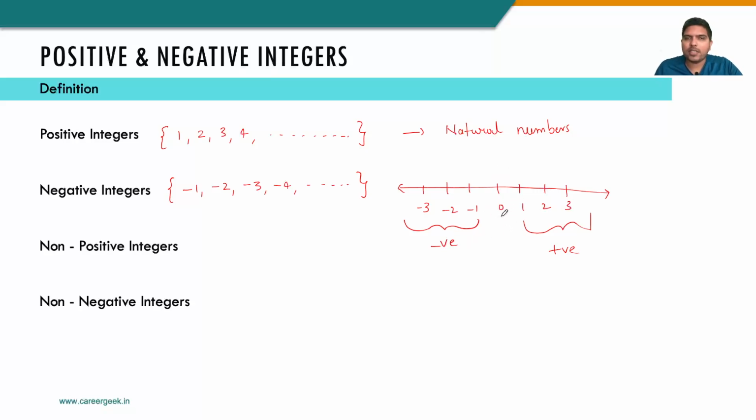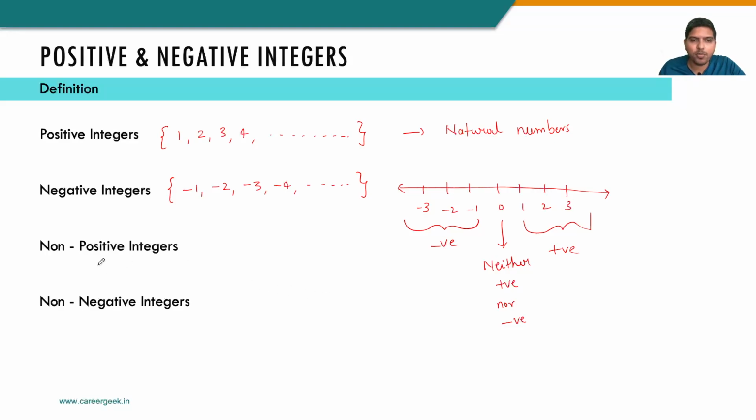So that leaves us with 0. 0, remember, is very important from the perspective of the test. A lot of questions are asked around 0. So 0 is neither positive nor negative. Neither positive nor negative. Okay. So that's why sometimes they can use words like non-positive and non-negative integers.